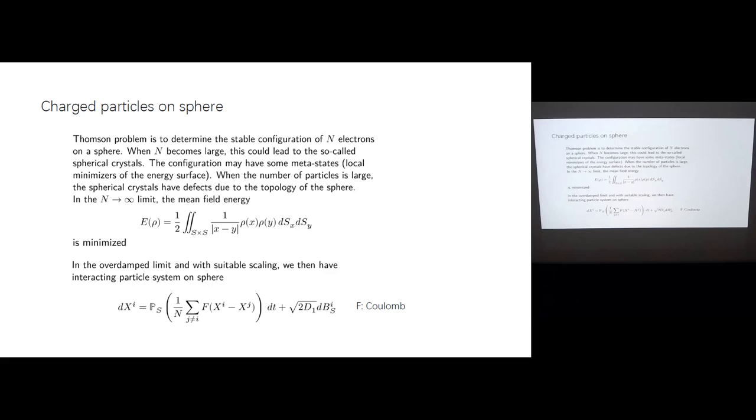So you take the overdamped limit, and you have this kind of Langevin equation where this F is the Coulomb interaction, all right, and then project onto a sphere. And this is a Brownian motion term. Alright. So it's an interacting particle system on a sphere. So our algorithm is very simple. We just randomly pick another particle, and only do Coulomb with that other particle. And as I said, we can do that analytically.